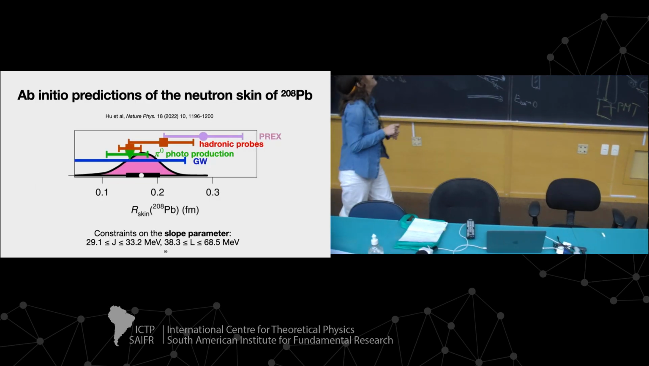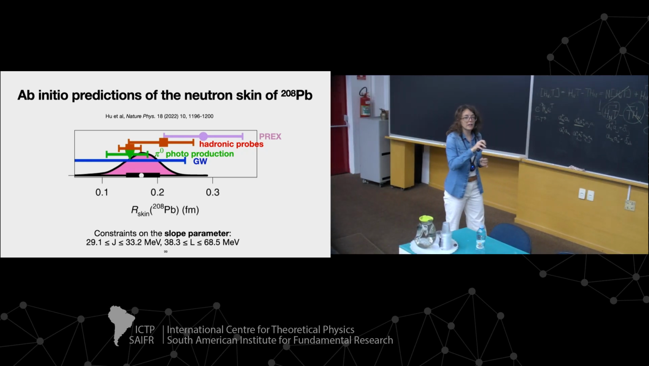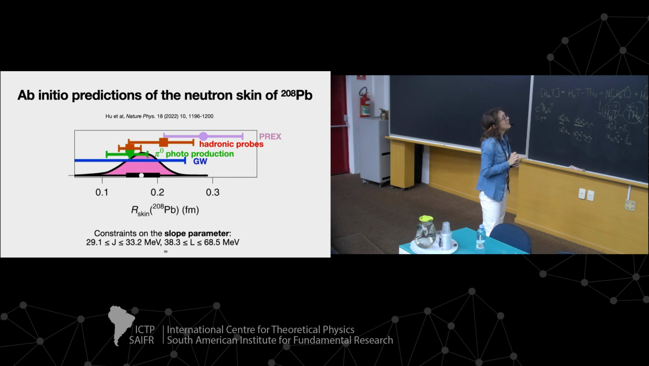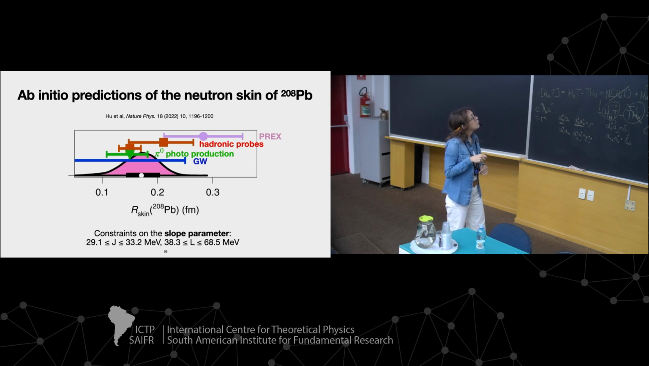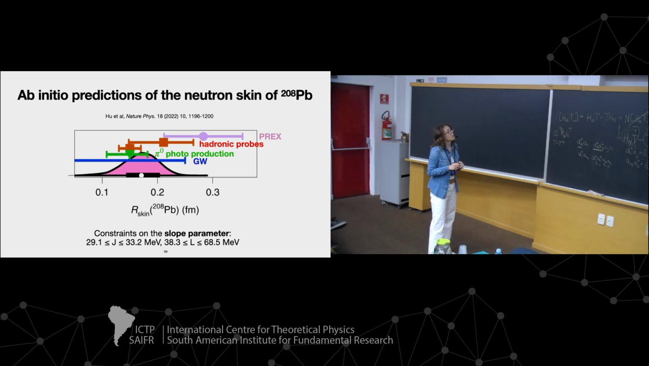So very recently, in 2022, for the first time, ab-initio calculations got also to lead-208. And here you can see the prediction for the neutron skin of lead-208, which is given by this distribution here, in comparison with different experiments for measuring the neutron skin of lead-208, different constraints, let's say, coming also from astrophysical observations. So here is our distribution with the 68% confidence level here in black.